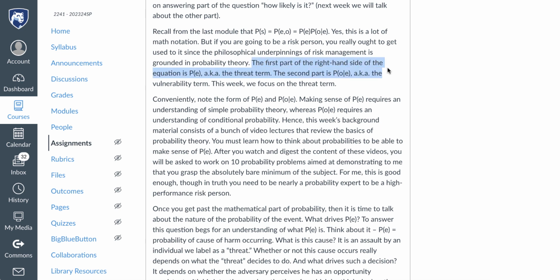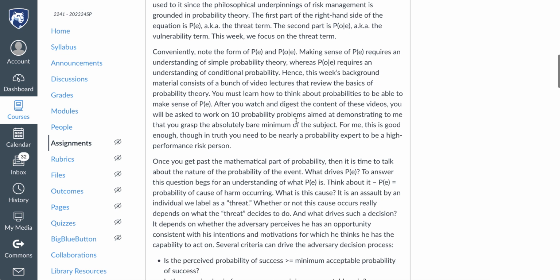So the first part of the right-hand side of the equation is the probability of an event, which is also known as the threat term. The second part is the probability of the outcome given that specific event. That is known as the vulnerability term. Now, in this lesson, we are focusing on the threat term. We're not focusing on the vulnerability term yet.